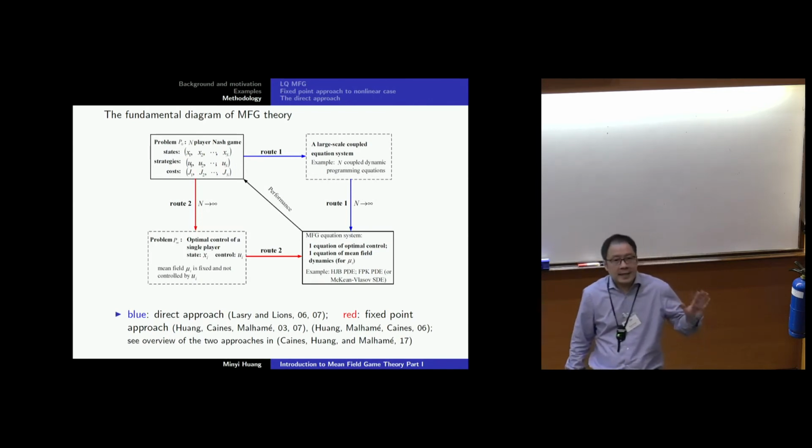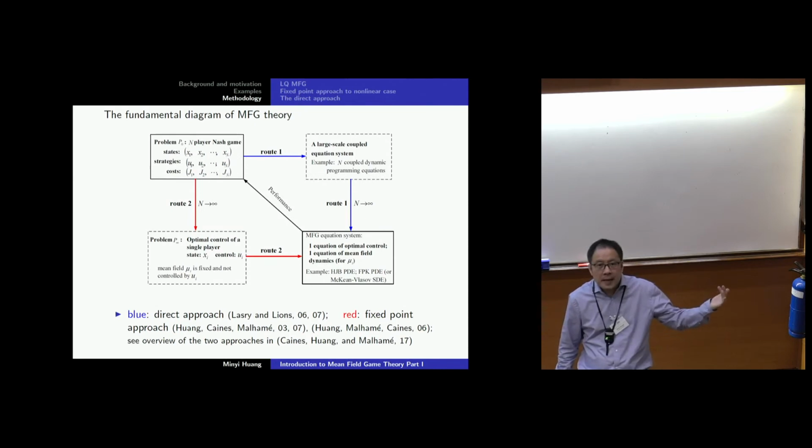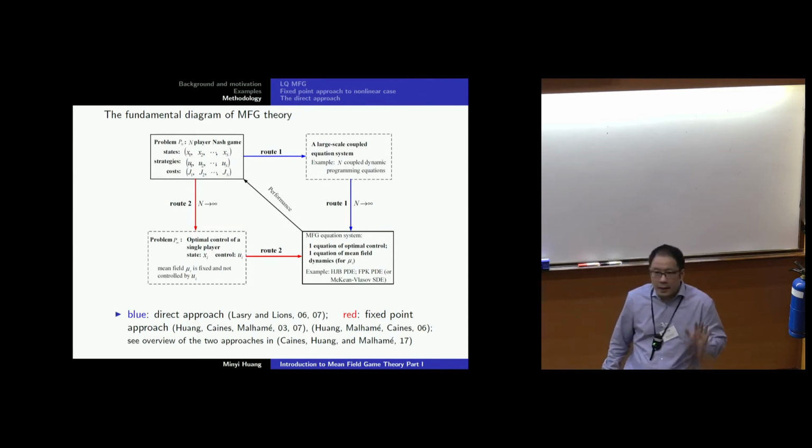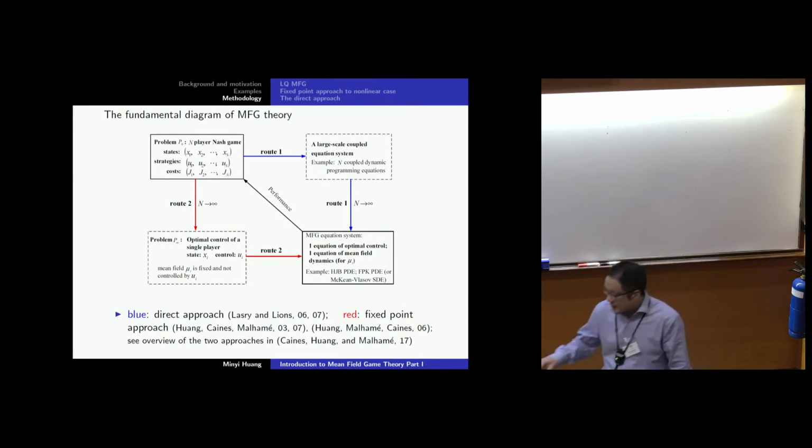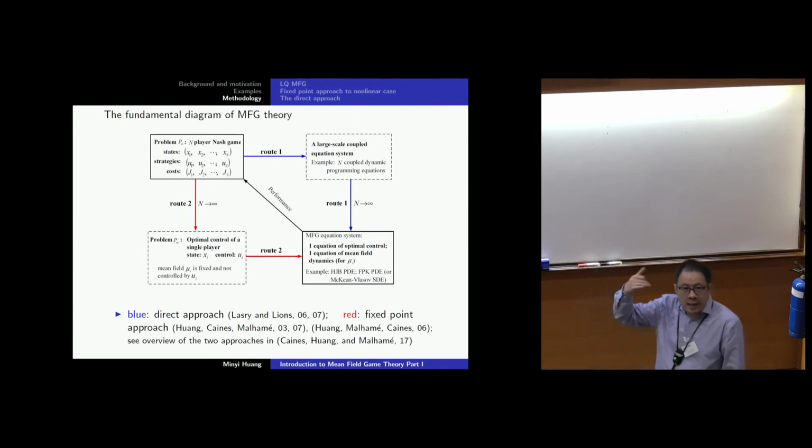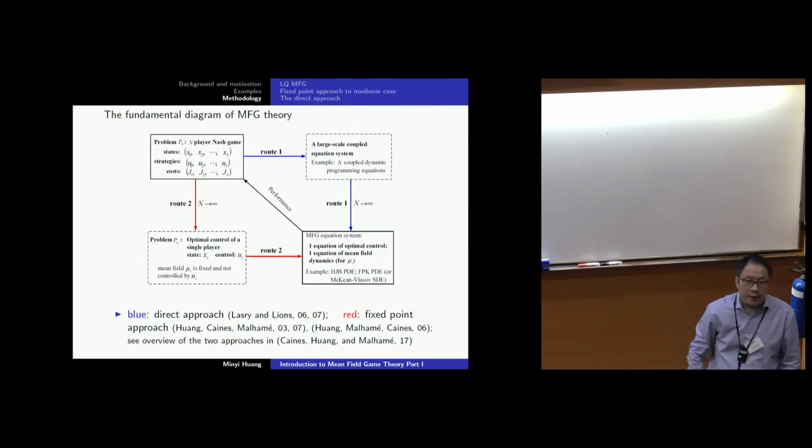Here I say, in some sense, we need to be a little bit careful. You need some condition. So this is the conceptual framework for the solution of mean field games.